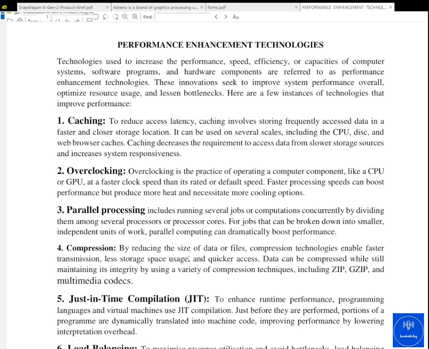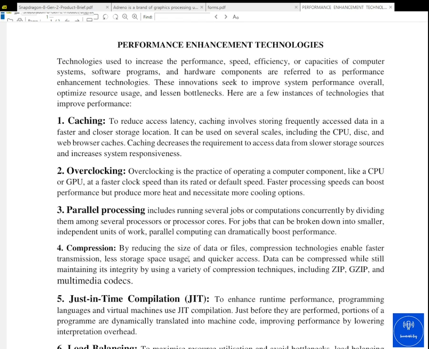Now this faster and closer storage location is what we call cache. So it can be used on several scales, including the CPU, disk, and web browser caches. Today we even have web caches within the web browser. So caching decreases the requirement to access data from the slow storage devices and increases the system responsiveness. So that is the reason why we have cache.